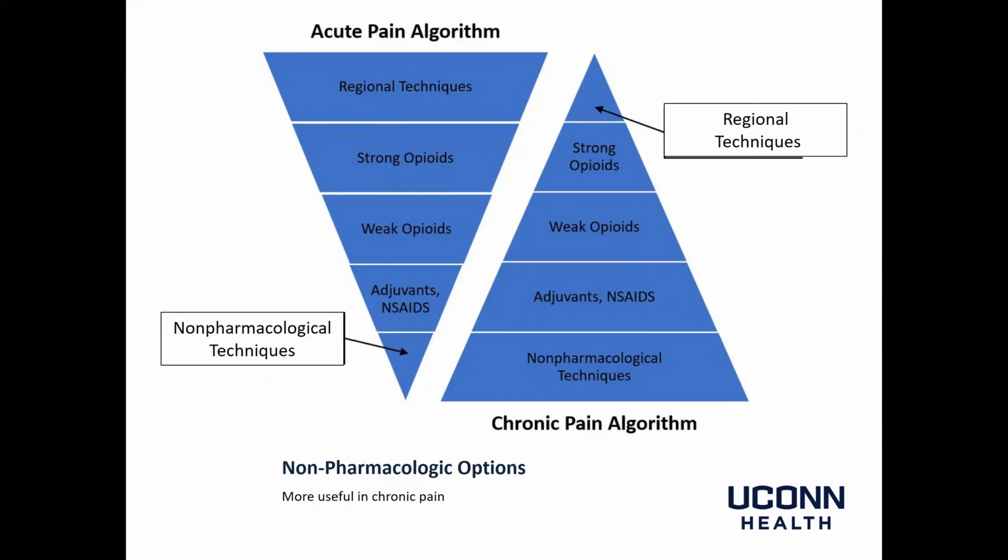This is a very good visual just to wrap your brain around how chronic and acute pain are different. With acute pain, we really do focus first on regional techniques, and by the time someone is dealing with chronic pain, the majority of the treatment really should be NSAIDs, adjuvants, and then the non-pharmaco techniques.